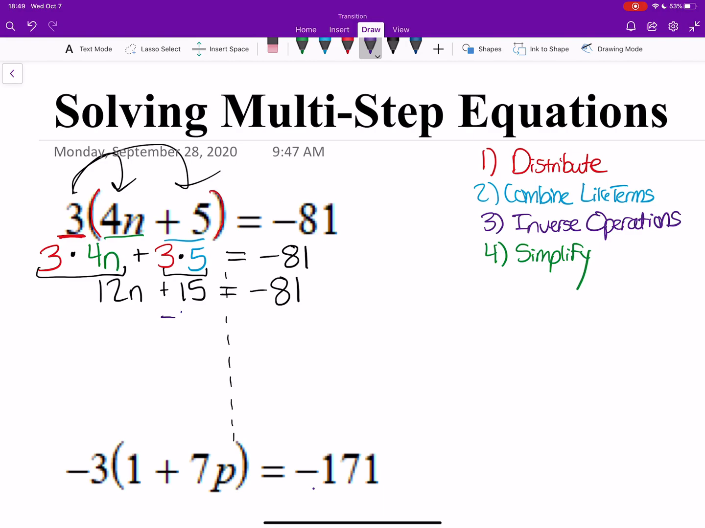It's a positive 15, so I need to subtract 15 from both sides of the equation in order to move it. Look at how I wrote that. I wrote my like terms vertically. Now I see that I didn't do anything with the 12n, so I bring it straight down. 15 minus 15 is 0, so they cancel out. I bring down my equal sign, and on the right-hand side, I make sure to perform that subtraction problem I have written. Negative 81 minus 15.